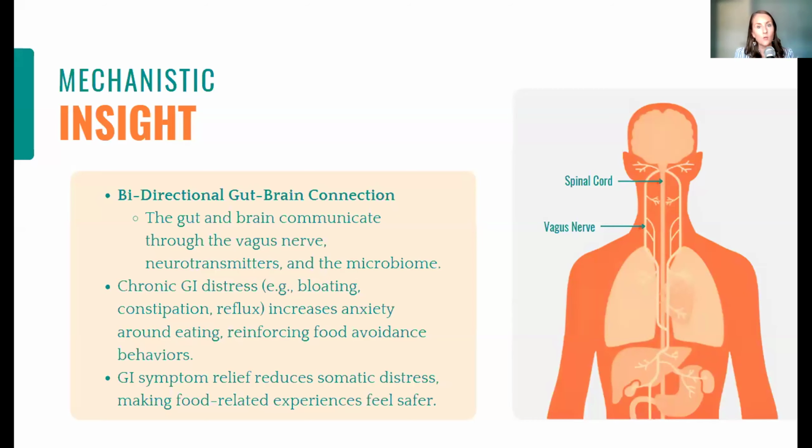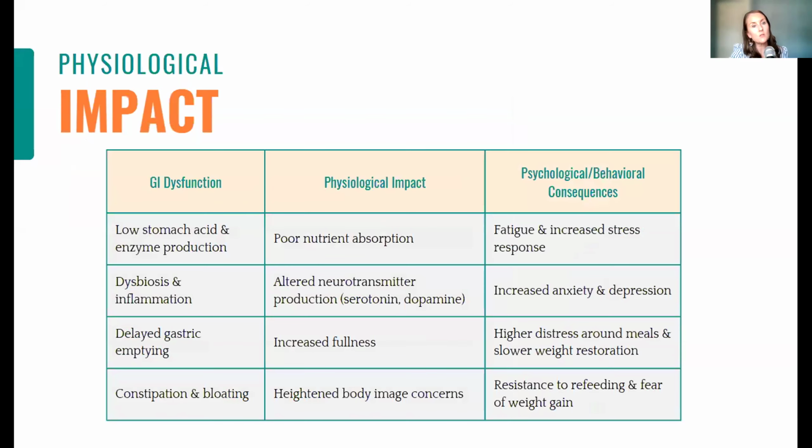So, chronic GI stress, bloating, constipation, reflux, you name it, will increase anxiety around eating. It can reinforce food avoidance behaviors, and GI relief will reduce somatic distress and make food related experiences feel a little bit safer. So, let's talk about some of the physiological impacts. And if this is all new information to you, no worries. You have the slides. You can go back and save some of these charts, screenshot them, whatever you want to do. Low enzyme production and low stomach acid are some of the things that we see most commonly with disordered eating, which physiologically can lead to poor nutrient absorption and psychologically can lead to more fatigue and increased stress response.